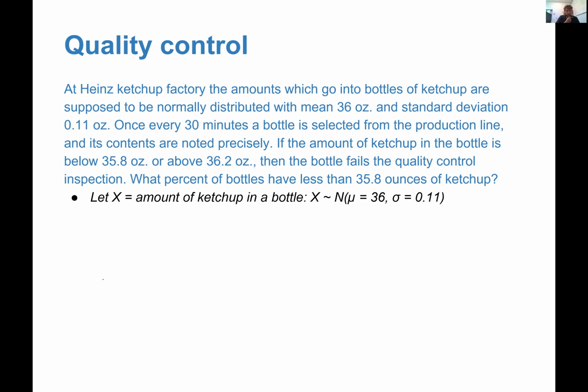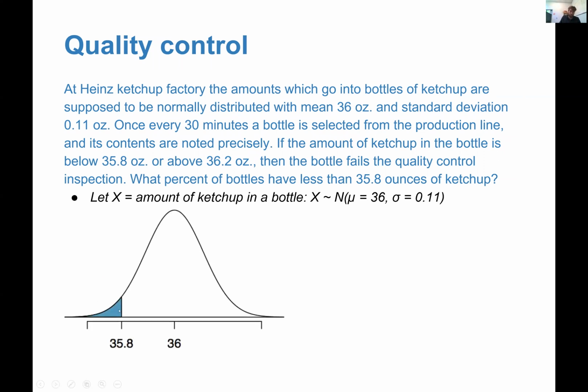Okay, so we've got to find the z-score for 35.8. If I graph it, a normal distribution centered at 36 with 0.11 standard deviation, 35.8 looks right there. So let's do the z-score.